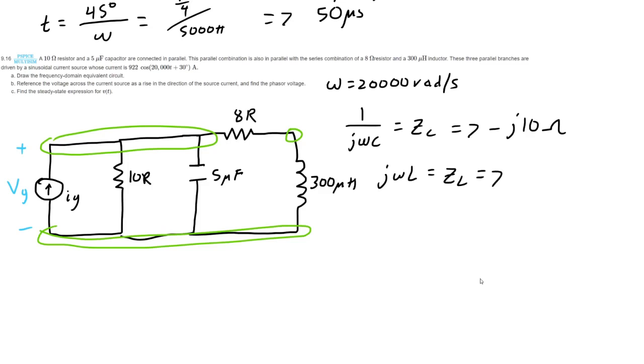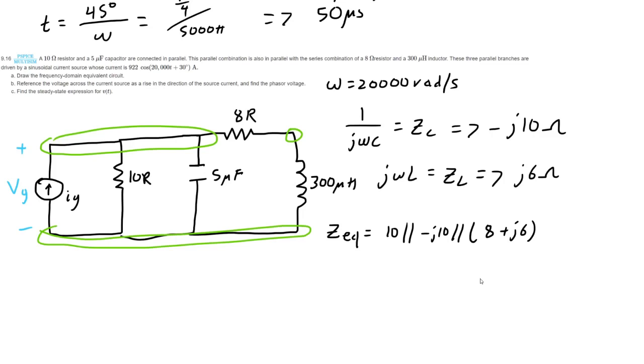So our inductor has 300 microhenry times 20,000. It's going to become j6 ohms. So if we want to find the equivalent resistance, or the equivalent impedance, we're just going to look at the parallel and series combination here. So you've got 10 ohms in parallel with minus j10 ohms in parallel with 8 ohms plus j6 in series.